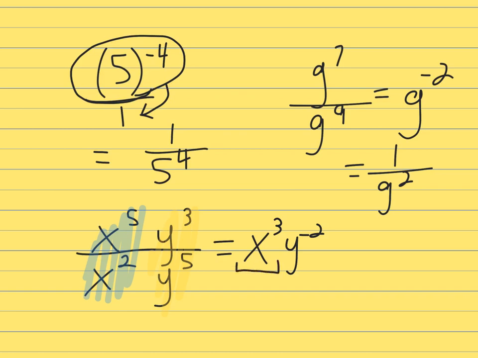You have x to the third, it's a positive power, and you have a y to the negative second, that's a negative power. The positive powers stay put, and only the negative powers go to the other side. So when we rewrite this, the x to the third stays up top, and on the bottom would be y to the positive second. The positives stay put, the negatives go to the other side and become positive.